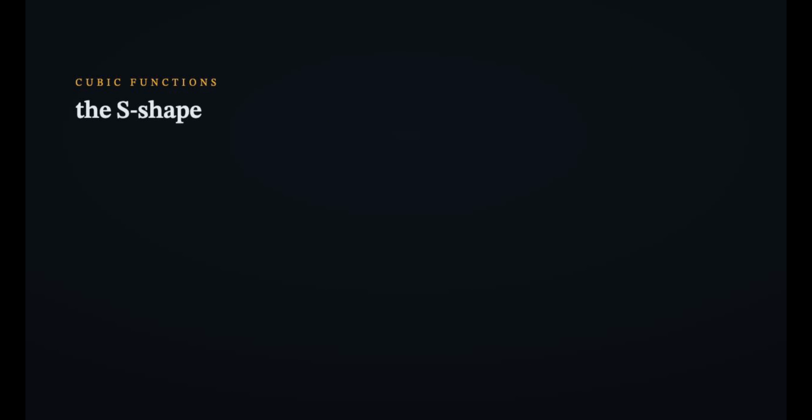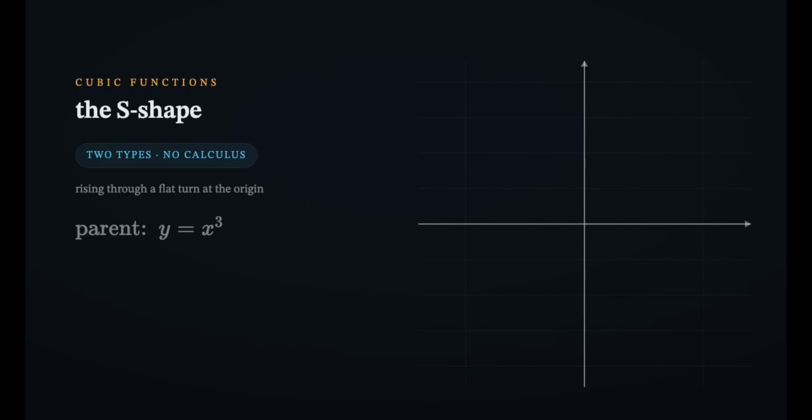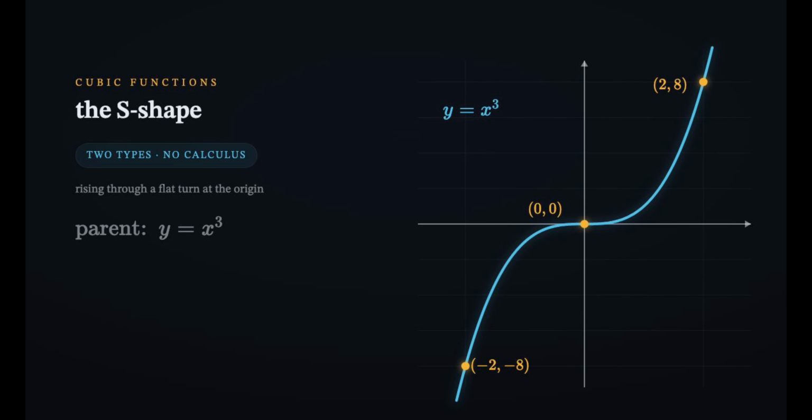Now, cubic functions. The Maths Advanced syllabus needs us to recognize two different types of cubic functions without calculus. A cubic function has a basic S shape. First, you need to know what the parent function y = x³ looks like. It passes through the origin and goes through points (-2, -8) and (2, 8).